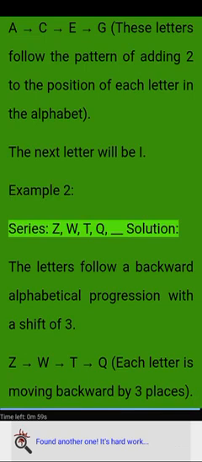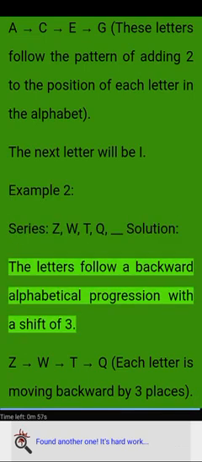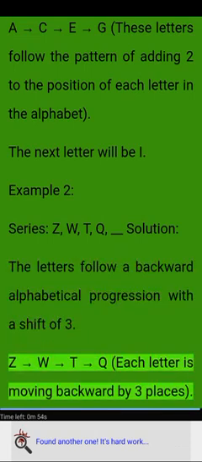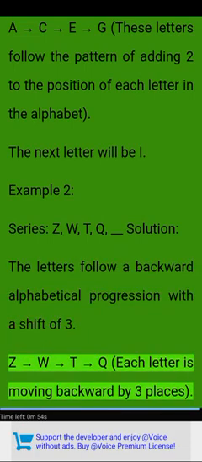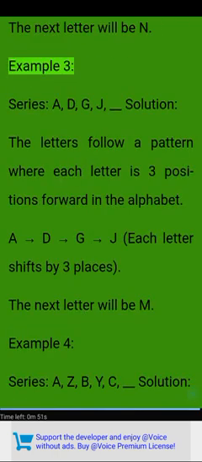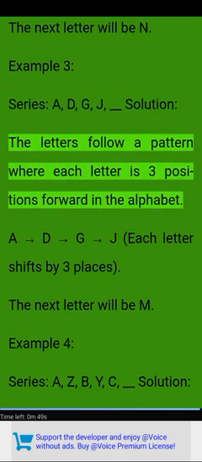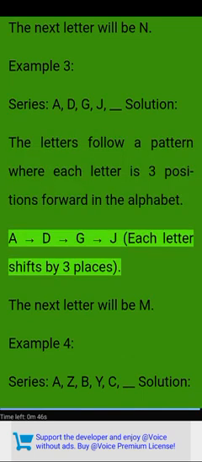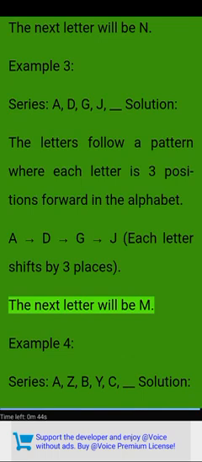Example 2. Series Z, W, T, Q, blank, blank. Solution: The letters follow a backward alphabetical progression with a shift of 3. Z → W → T → Q. Each letter is moving backward by 3 places. The next letter will be N. Example 3. Series A, D, G, J, blank, blank. Solution: The letters follow a pattern where each letter is 3 positions forward in the alphabet. A → D → G → J. Each letter shifts by 3 places. The next letter will be M.